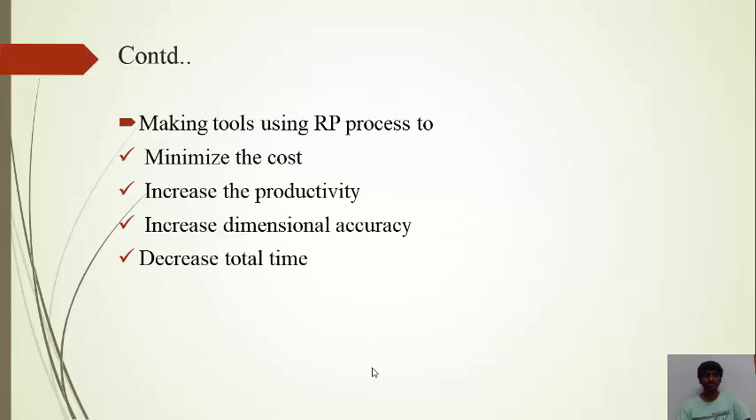Now, actually, through this rapid prototyping tooling process, we have so many advantages, and some of these are to minimize the cost, increase the productivity, increase the dimensional accuracy, and decrease the total time.